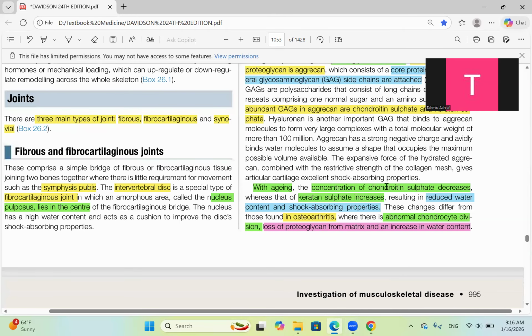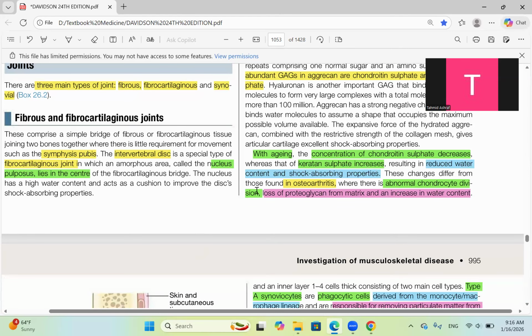With aging, the concentration of chondroitin sulfate decreases and that of keratan sulfate increases. So we have to remember that the longer side chains, the chondroitin sulfate, decrease with aging, and the concentration of keratan sulfate increases. And this results in reduced water content in the articular cartilage and reduced shock absorbing properties.